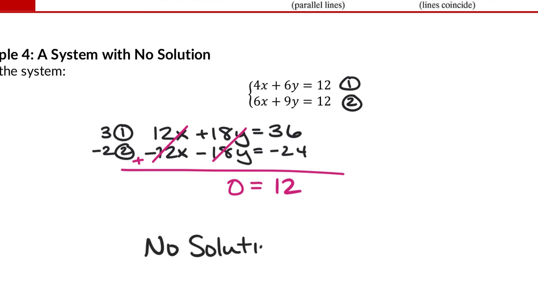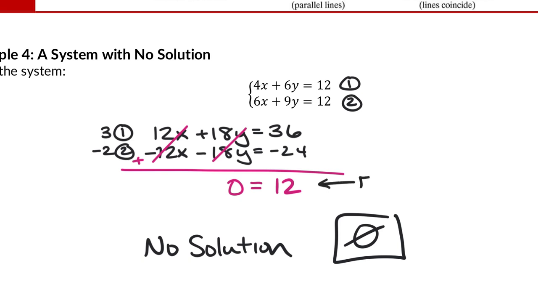These would be parallel lines that never cross, but you would answer with the empty set symbol for me. So no solution. Again, if your variables cancel out and you're left with a false mathematical statement, that means the two lines do not have any place where they cross and your system has no solution.